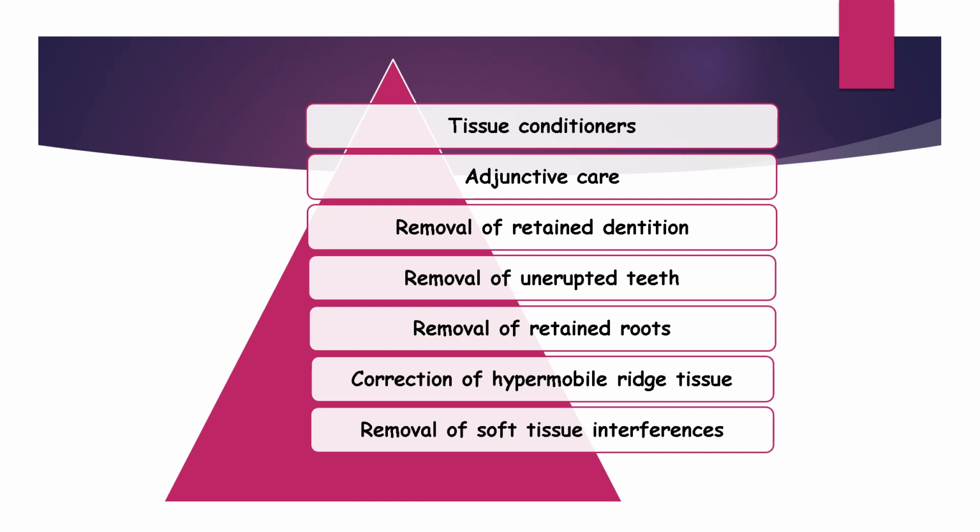Then the final one is removal of soft tissue interferences. So firm soft tissue interferences which do not affect the stability of the denture can be left intact. And in case of a maxillary tuberosity with excessive fibrous tissue, the need for surgical removal is evaluated by articulating the diagnostic cast. So these are the various non-surgical methods.